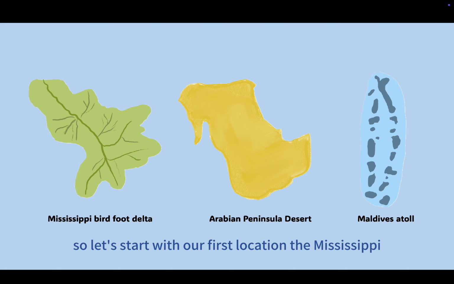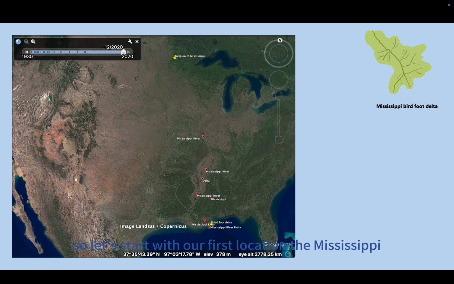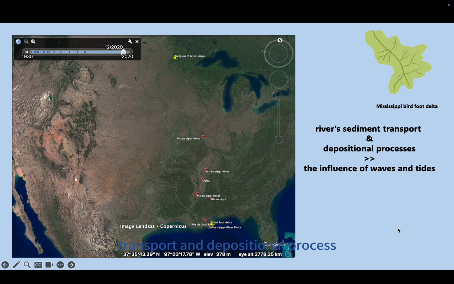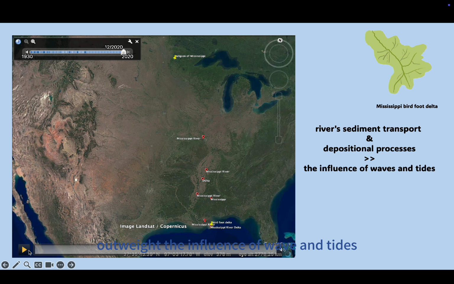Okay, so let's start with our first location, the Mississippi Birdfoot Delta. It is a part of Mississippi River Delta, which is a well-known river-dominated delta. So that means the river sediment transport and depositional process significantly outweigh the influence of waves and tides.